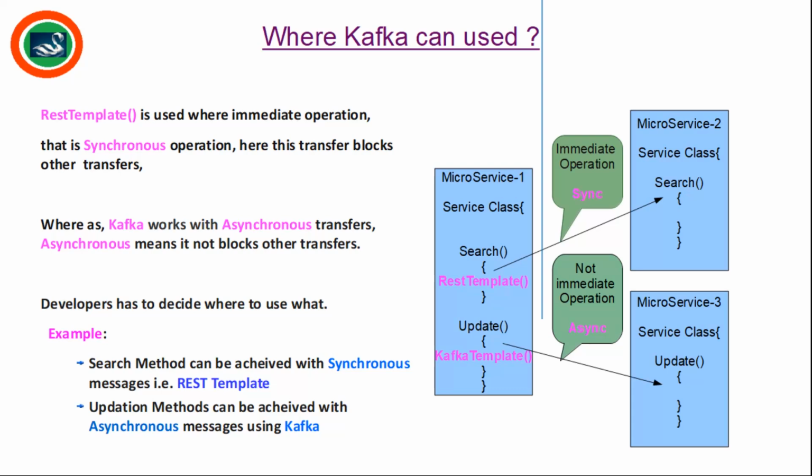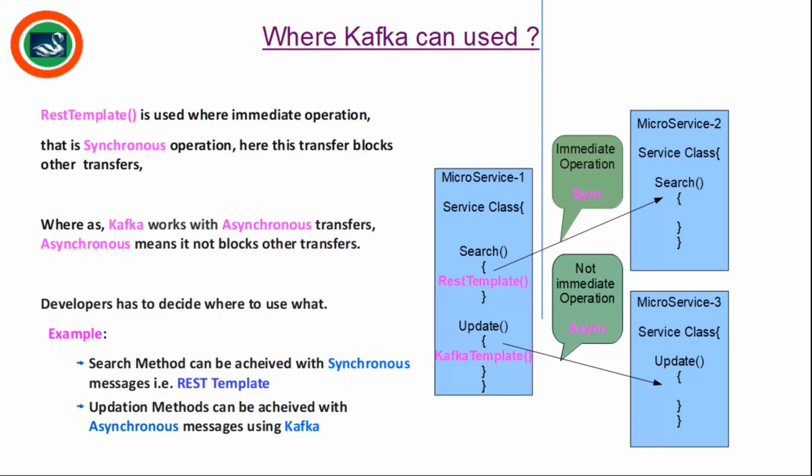So for that we have to send the data to the other microservice, and an immediate operation is required. For that we have to use a REST template, which is a sync operation. But the update method means there is no need to get data immediately; it can work in the background, or we can work with parallel applications, right? So updation does not require immediate data, and immediate supply is not required.